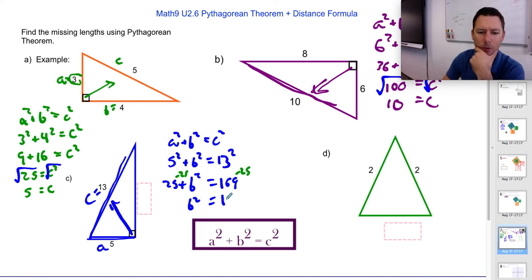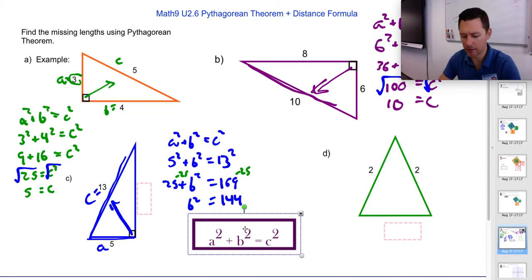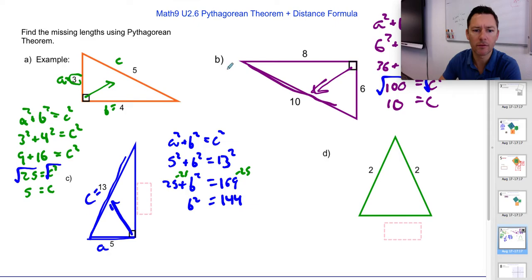And what you get is 144, I think. And then when you take the square root of both sides, I think you get 12. Cool, plus or minus 12. And there it is. Sweet.